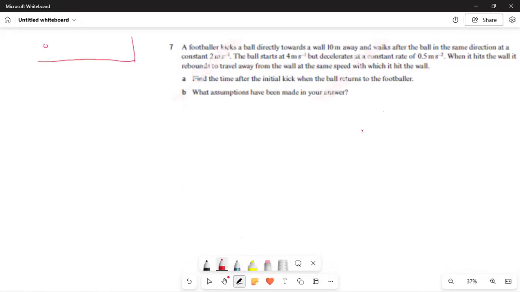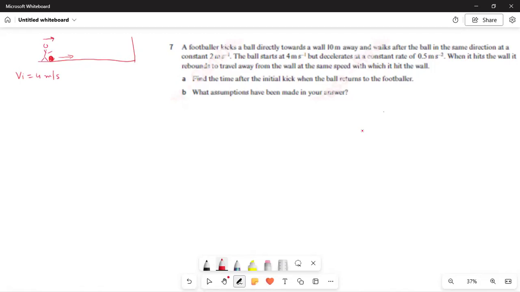So, a footballer kicks the ball, football, right? And the ball starts traveling towards the wall. And the footballer also starts traveling. Okay, I'll talk about the football first. So the initial speed of this ball was given as 4 meter per second.